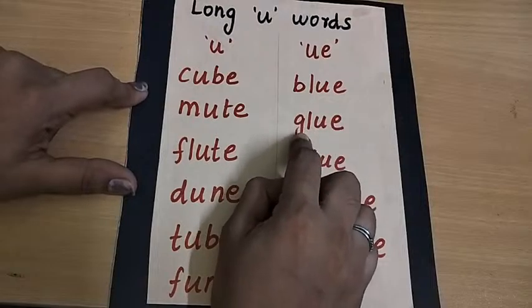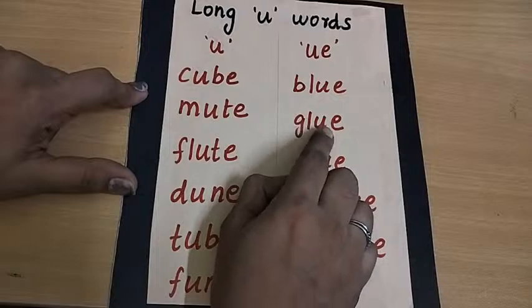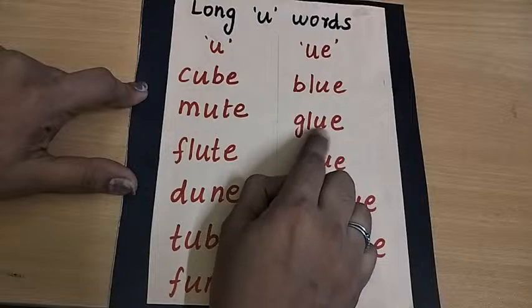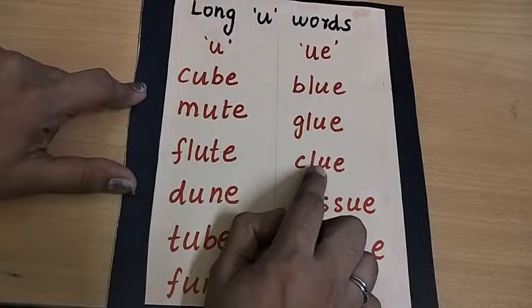The sound of G is G. The sound of L is L. Next, the vowel takes the first sound, U. G, L, U. Glue. The next word, C, L, U, E.